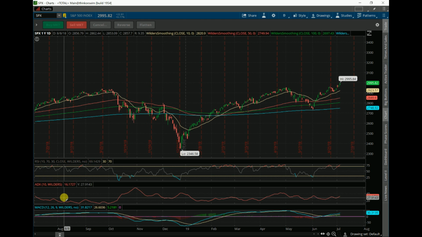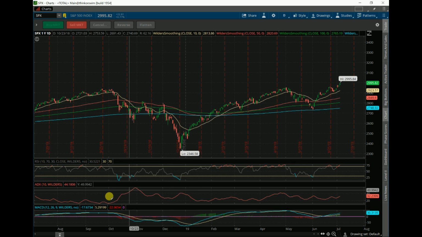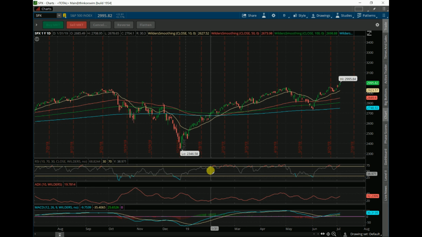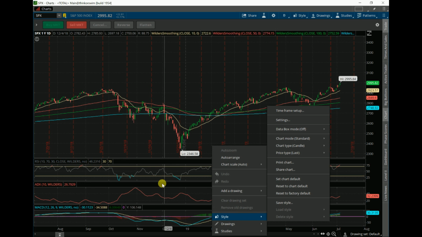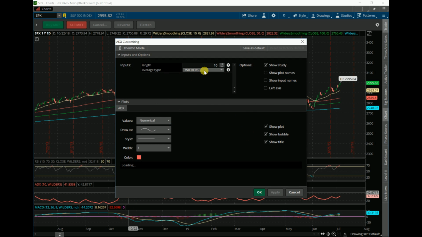And then the last one here is the moving average convergence and divergence indicator, or MACD. That one I made a reference to earlier as well. I do need to change the parameters on all these. I don't really like to use Wilder anymore. Actually, let's change this back to simple.